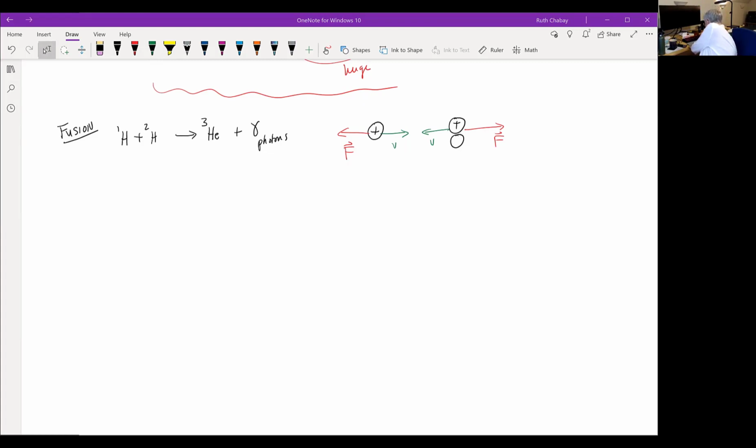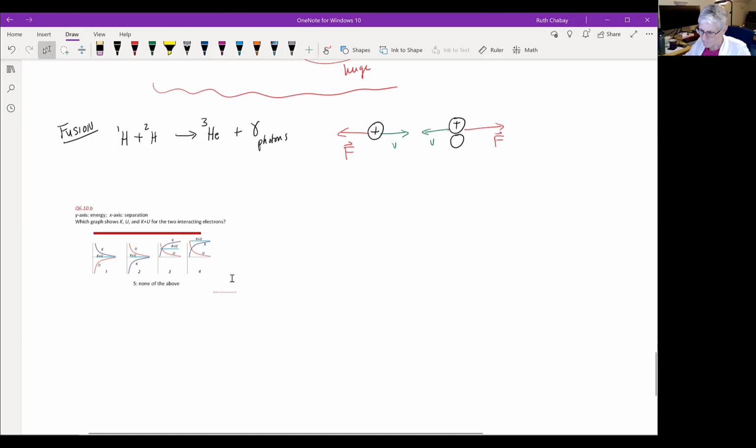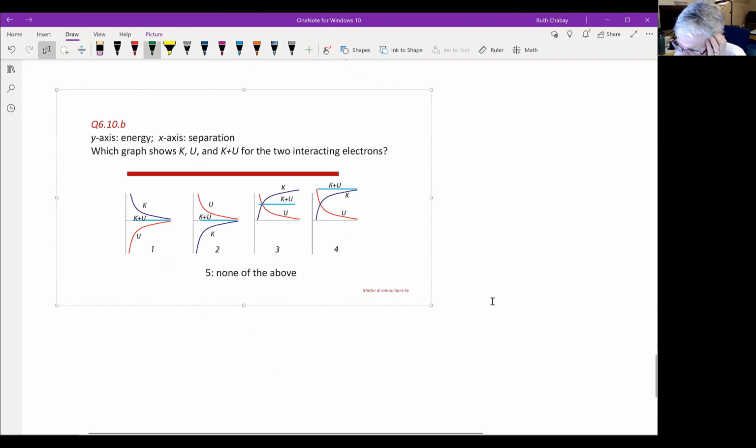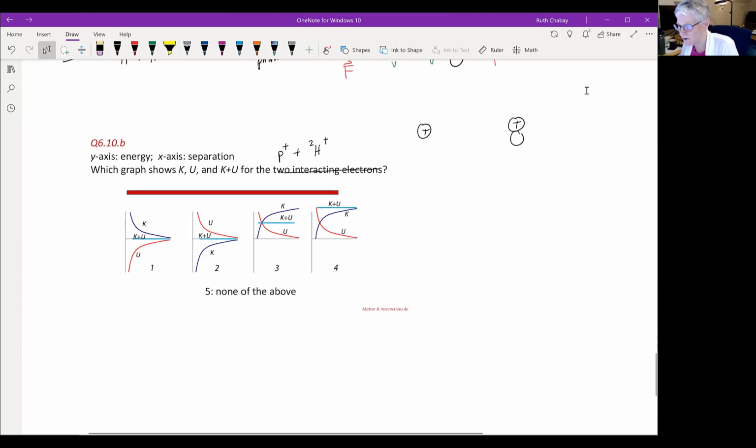So let's think about what this graph is going to look like, since we worked on graphs a little bit. So this is two interacting electrons, but it's not two interacting electrons. It's going to be proton plus deuterium. So we have this positive proton and the positive deuterium. Okay? So this is a repulsive interaction.